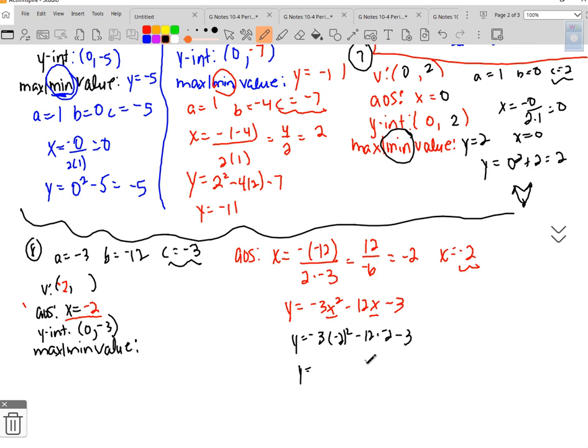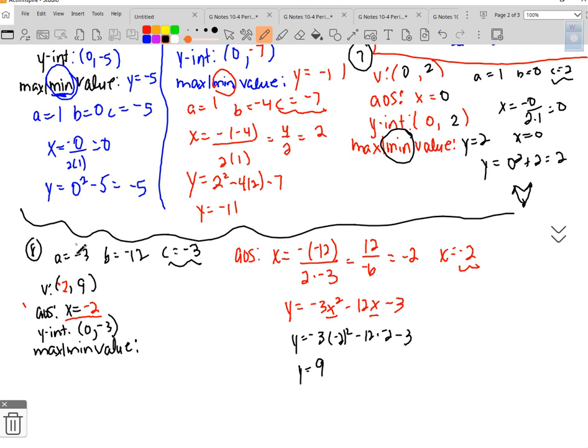I'm going to check myself on here just to make sure. Yes, it's 9. So when x is negative 2, y is 9, that's our vertex.